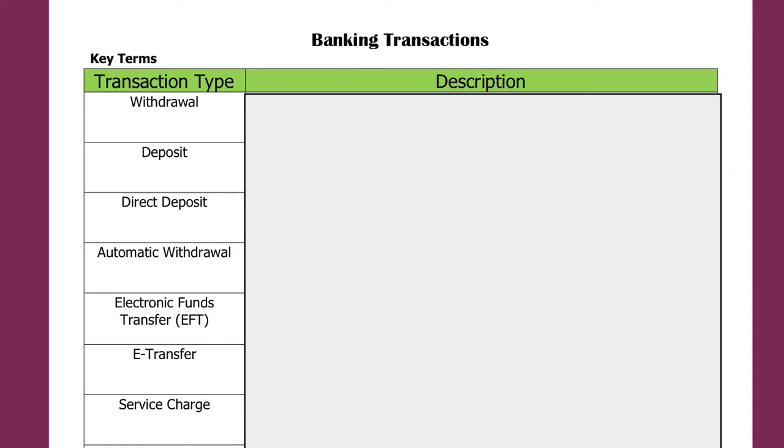Hello, so today we're going to be starting our next unit, which is on banking transactions and saving money. And today's lesson will just be about the banking transactions. So we're going to start off by just learning some key terms that are associated with banking.